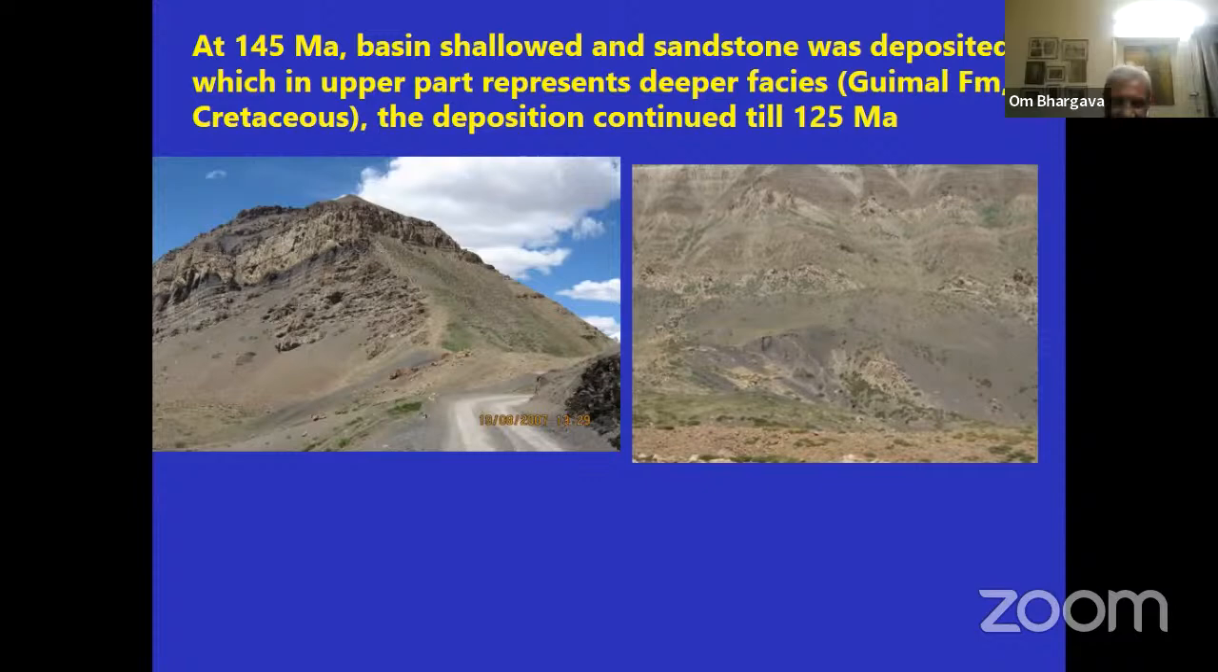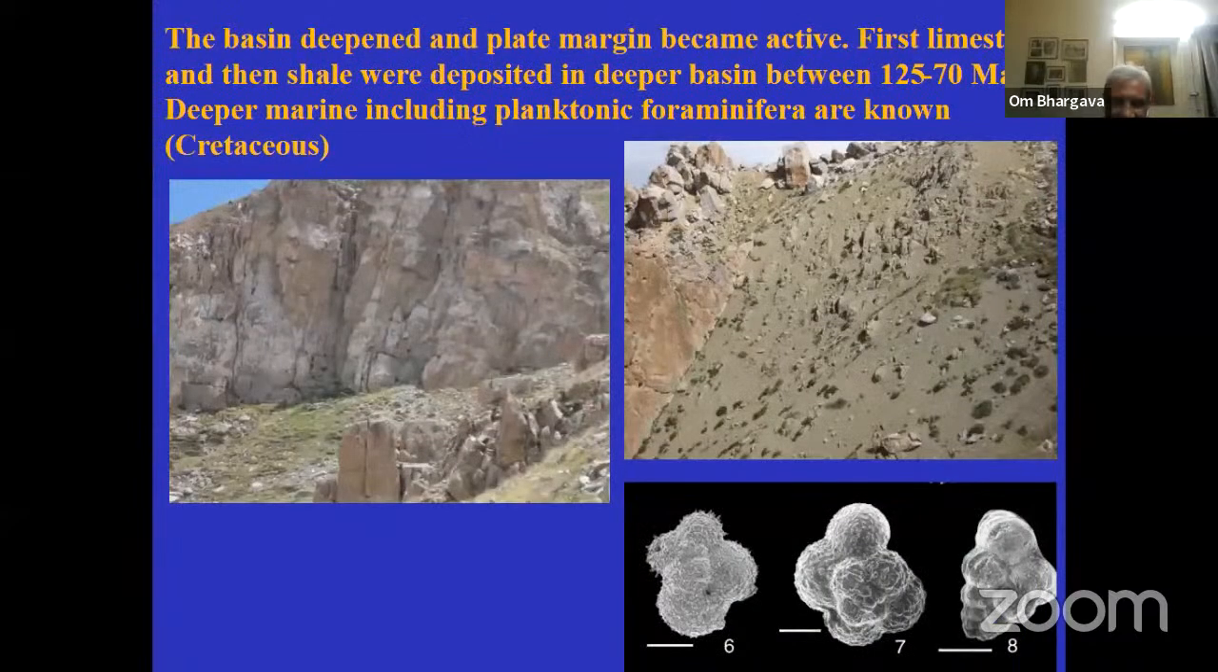This is a view, left view, the Chikkim limestone. And then on the right side, you see how Chikkim limestone gradually changes into shale, limestone, shale, limestone, shale. This is what we call the gradational contact. And this is a deeper water deposit because we get planktonic foraminifera, Globotruncana, Globorotalia.